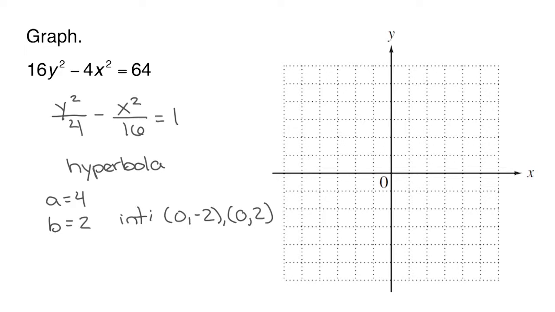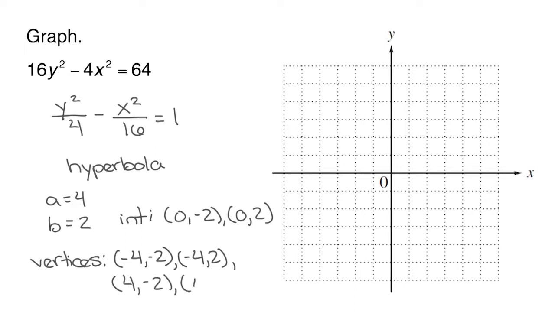We then find the vertices of the fundamental rectangle. So the vertices of our fundamental rectangle are at (-a, -b), so (-4, -2), (-a, b), so (-4, 2), at (a, -b), so (4, -2), and at (a, b), so (4, 2).